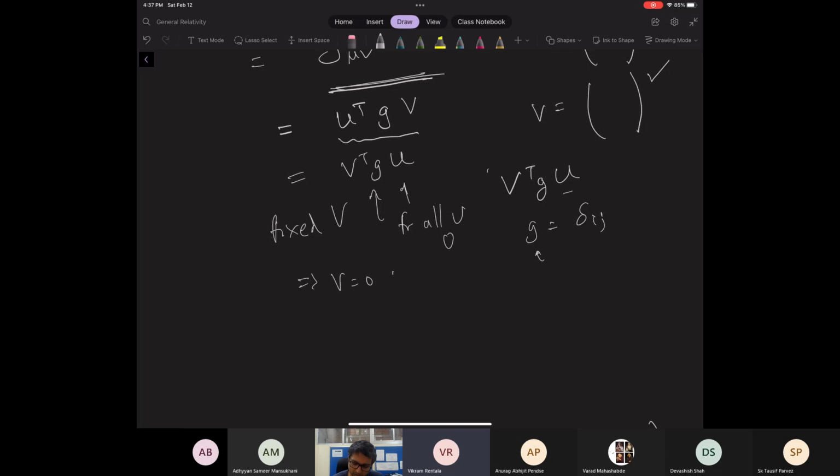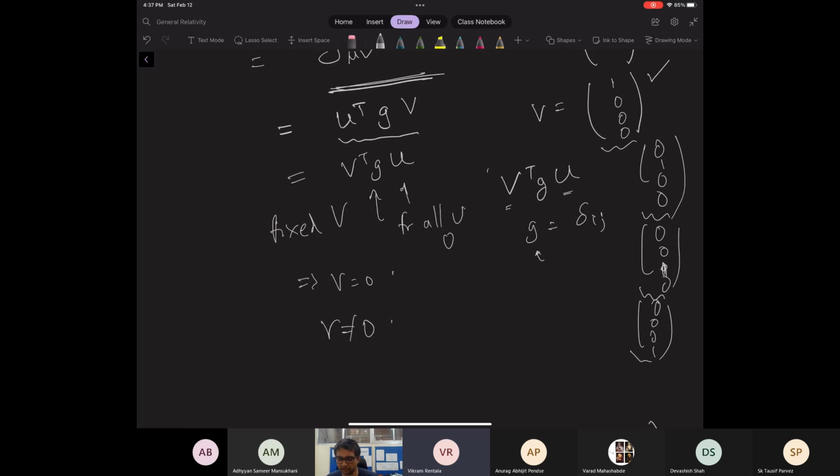So if I have a non-zero U and a non-zero V, the dot product in general, let me just take that back. If V is non-zero, so I have some non-zero vector, I can imagine these different choices, then for all of these, there exists at least some U with which this has a non-zero dot product, which means that the matrix G has maximal rank.